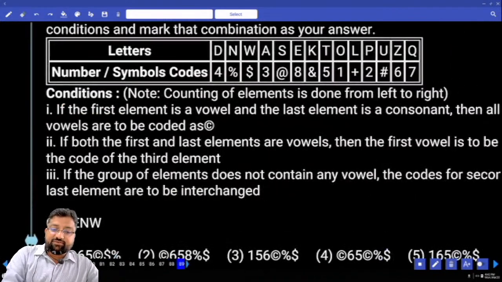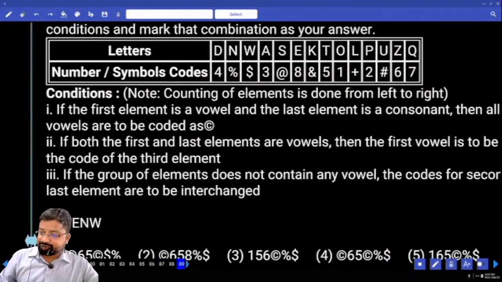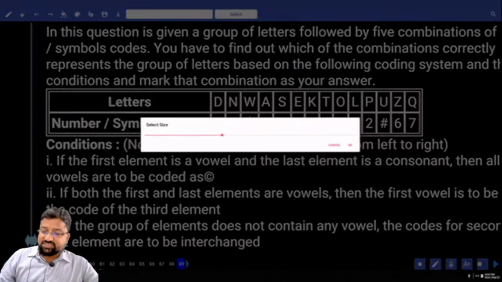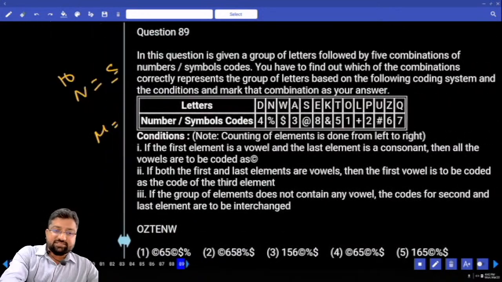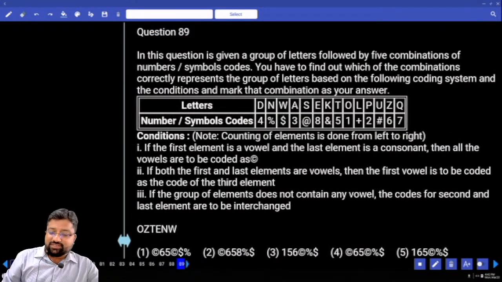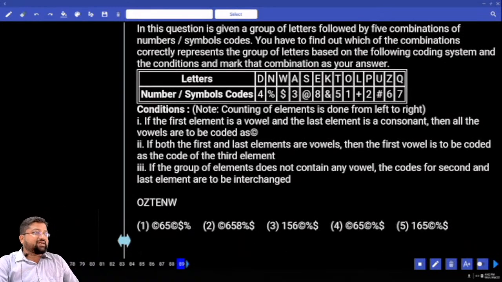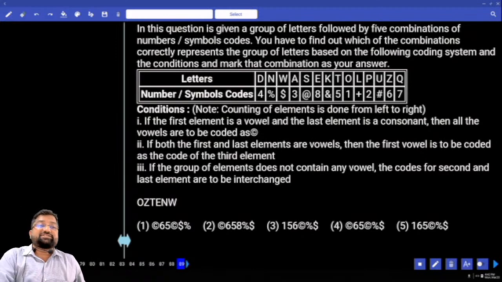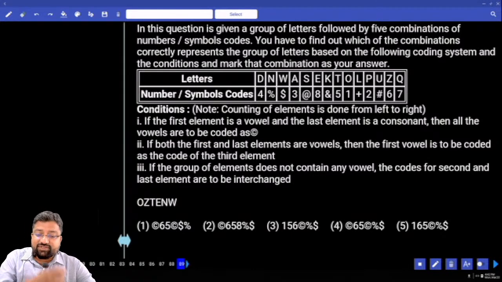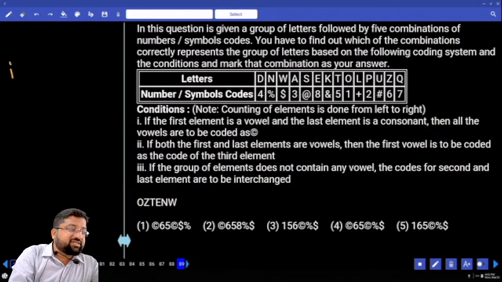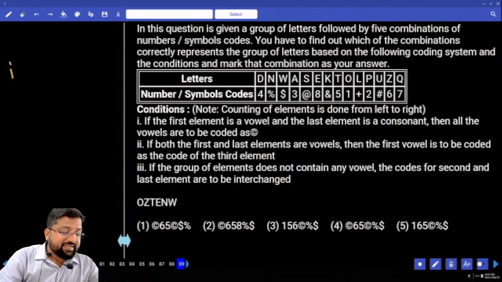And now we have questions on condition based. Whenever you come across this type of question, what I suggest is, don't go to the question directly. Read the condition and go in search of the questions which are based on that particular condition. What is the first condition given to us? If the first element is a vowel and the last is a consonant, then all the vowels are to be coded as copyright. I am talking about the first condition, and these are from 89 to 93.